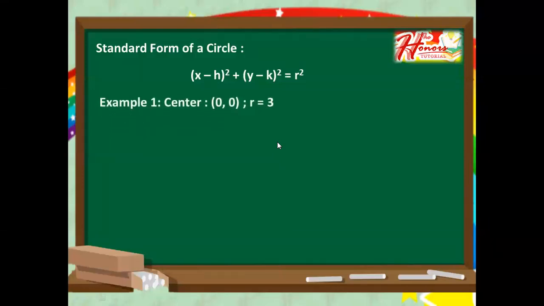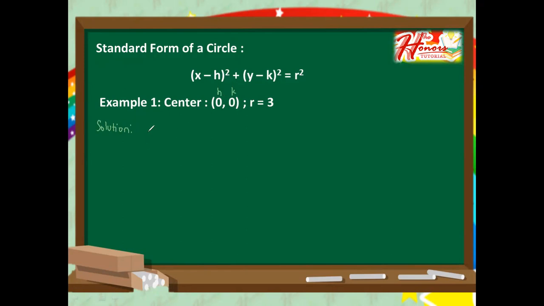We have here example number 1. So we have here the center having the coordinates of 0 and 0. And we have here r, which is for the radius, which is equal to 3. So let's solve. Let me just write solution here. So this is solution. Remember, your x will be your h, your y will be your k.